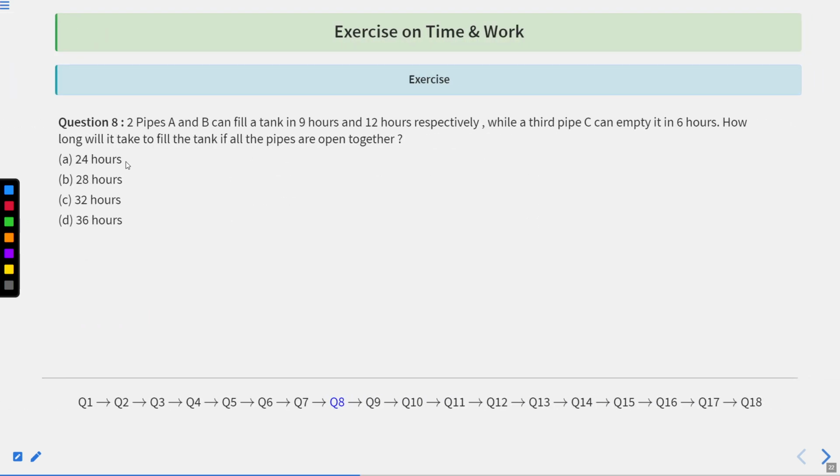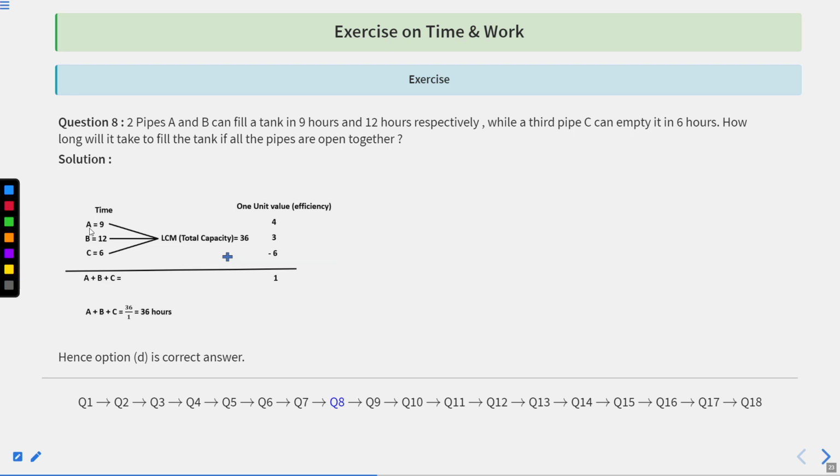Question 8. Two pipes A and B can fill a tank in 9 hours and 12 hours respectively, while a third pipe C can empty it in 6 hours. How long will it take to fill the tank if all the pipes are open together?